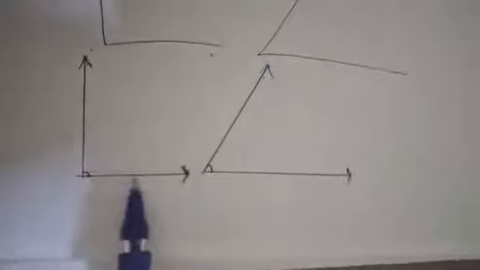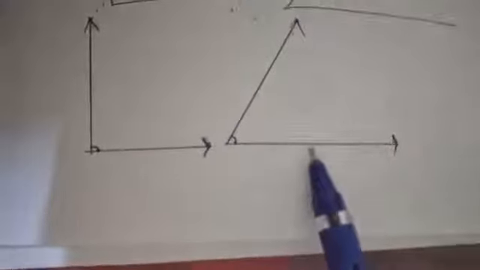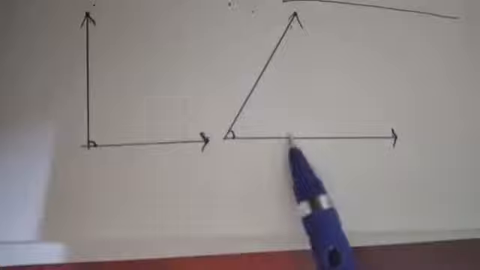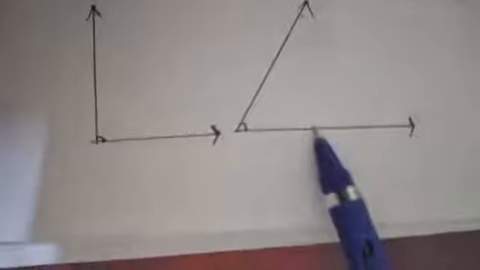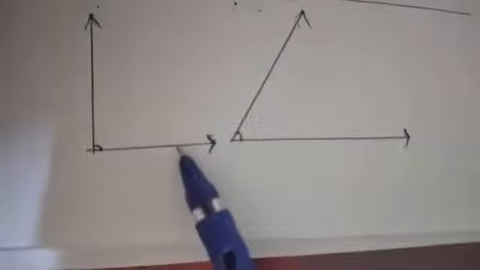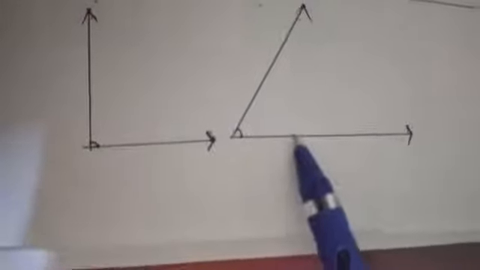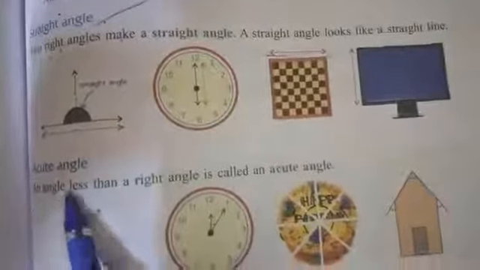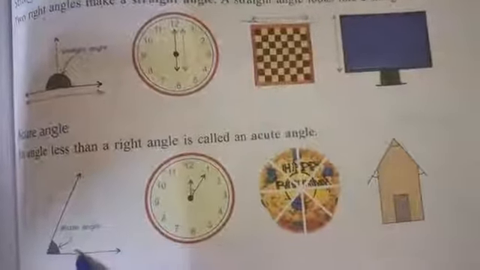The example of a right angle, this picture, and if you reduce the size of the right angle, how will the angle look? The angle will look like this, right? If you reduce the size smaller than this, this will be the shape only, right? So this is called which angle? Acute angle. An angle less than a right angle is called an acute angle. These are the examples.